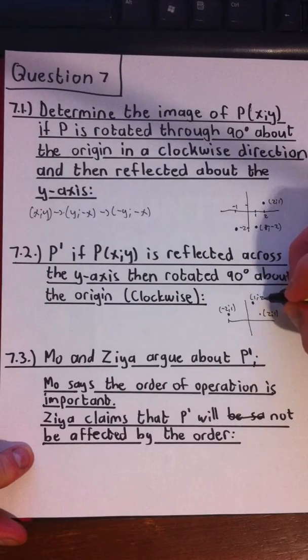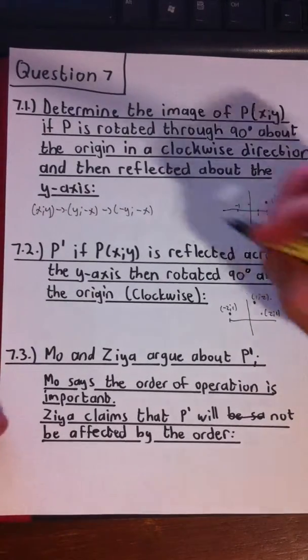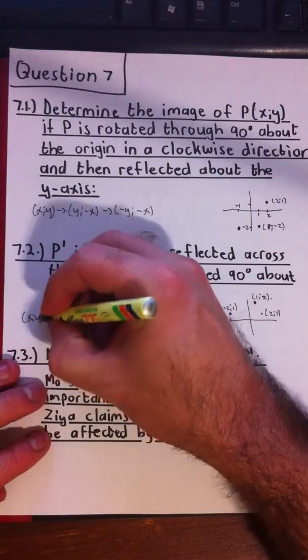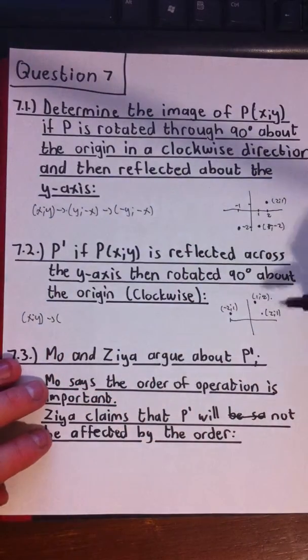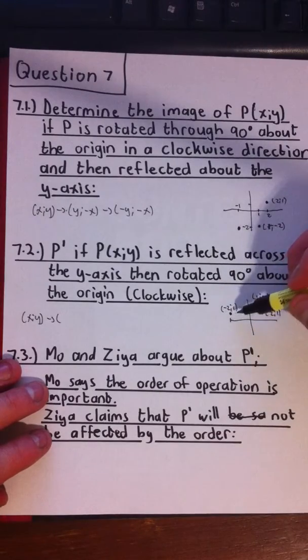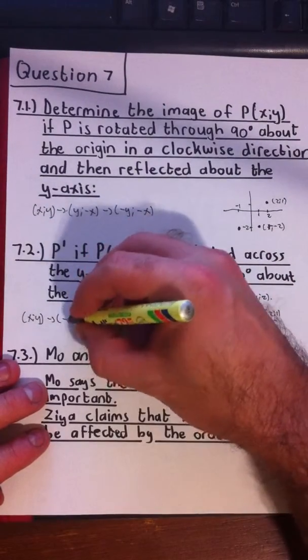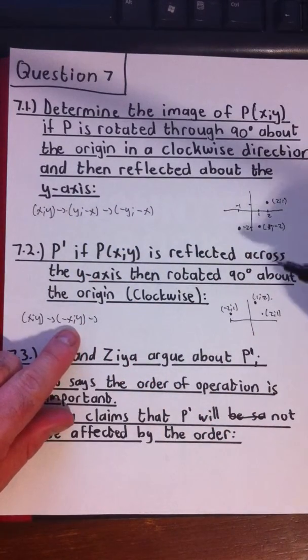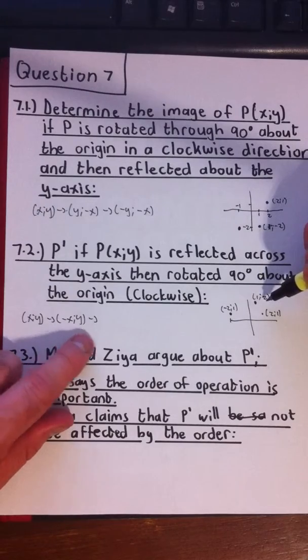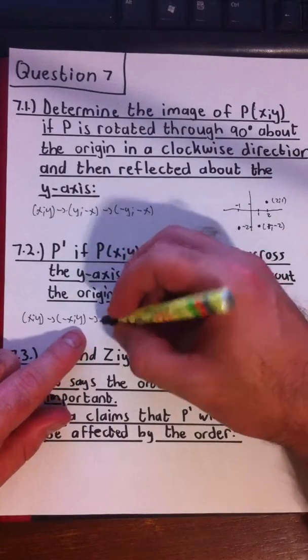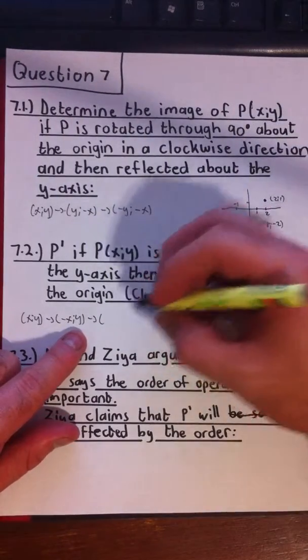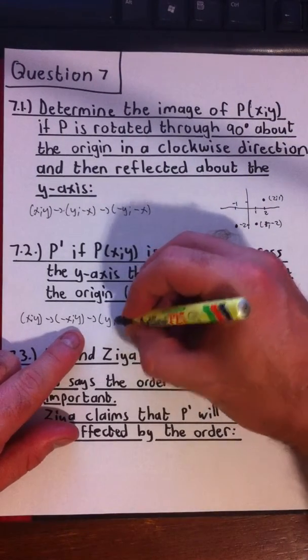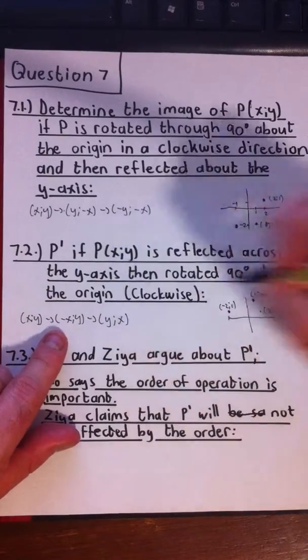1 and 2. Okay, so this one, we'll start off again with x and y. After the first transformation, we have negative x and y. And then if we apply the second transformation to this one, from here to here, we see x y becomes y negative x. So it will become y and negative negative x, which gives us x.